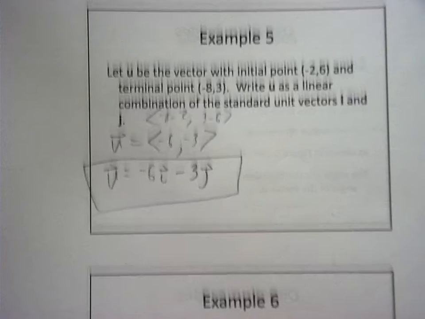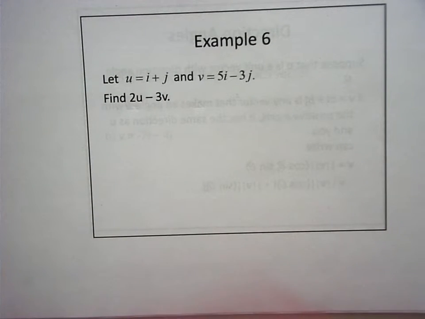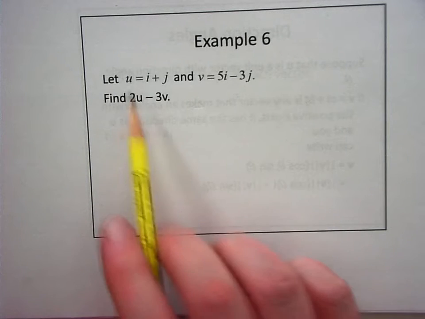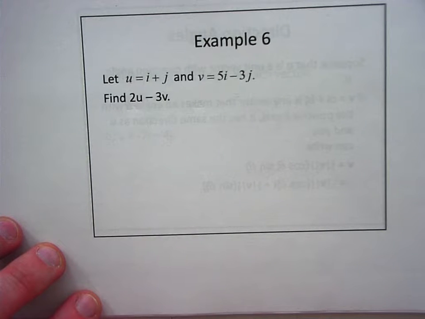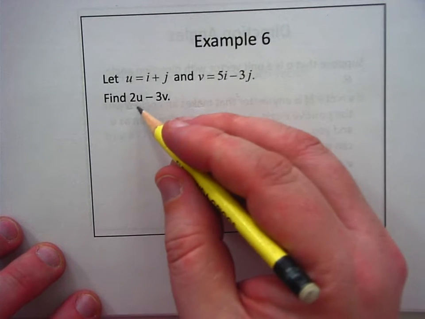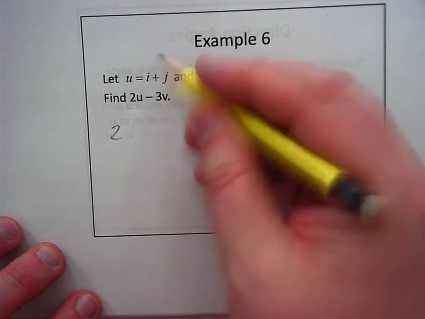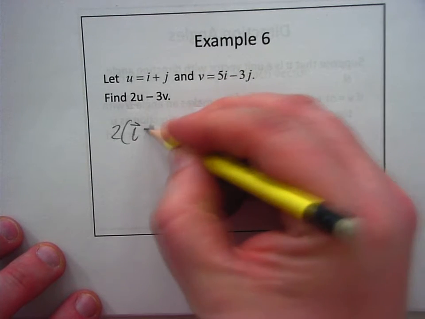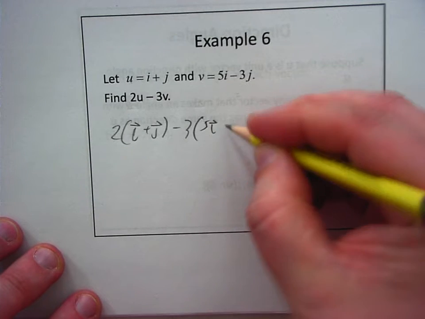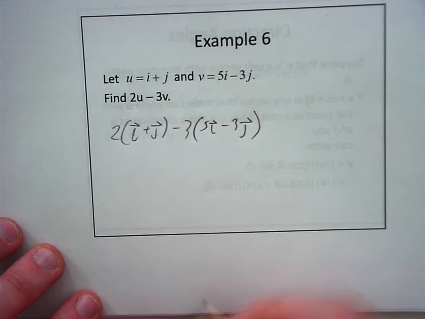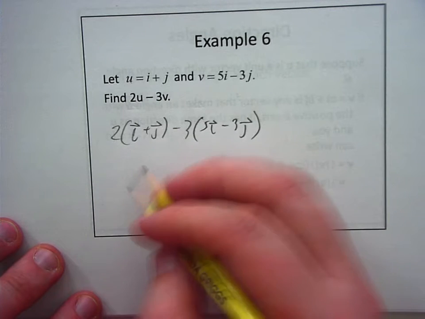Okay? Now, the nice thing about this form, especially, is that it allows you to think algebraically. You can treat i and j just as if they're variables. So if I have u is the vector i plus j, v is the vector 5i minus 3j. I can just literally take this and think of those as variables. I'm going to take 2 times (i plus j) minus 3 times (5i minus 3j).